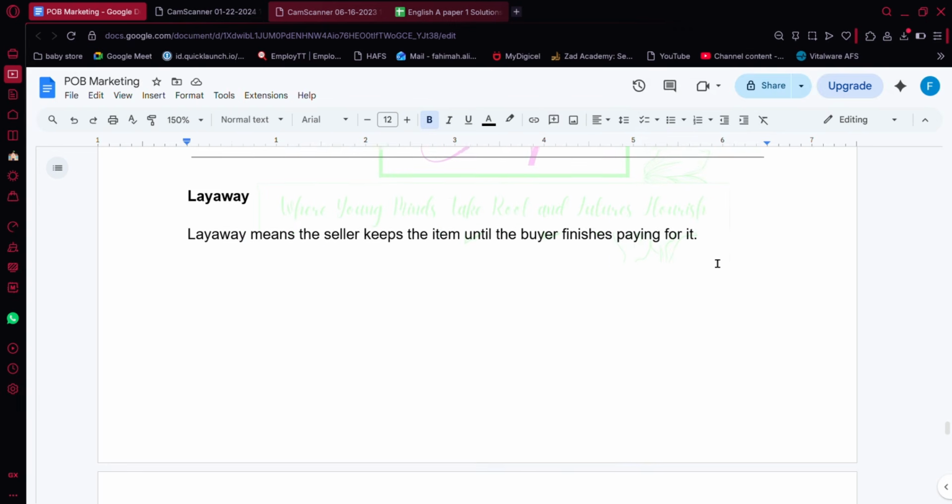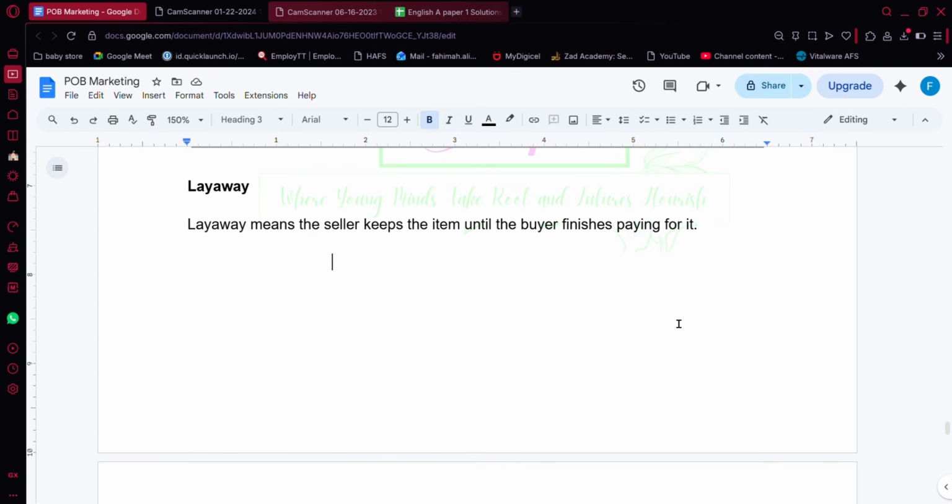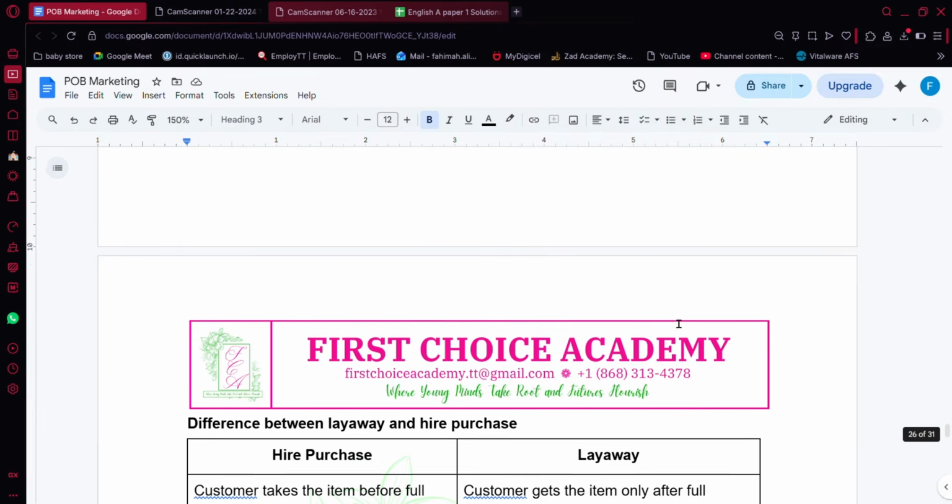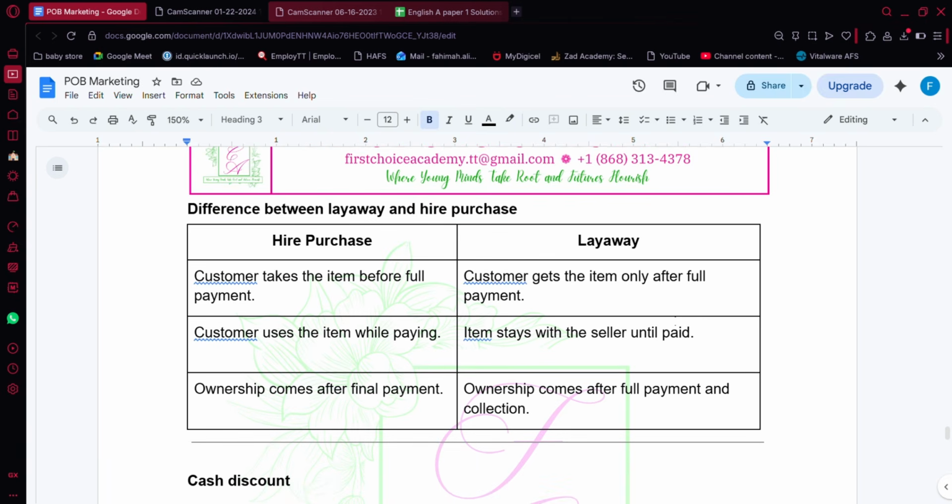Layaway means the seller keeps the item until the buyer finishes paying for it. Difference between layaway and hire purchase: in hire purchase, the customer takes the item before full payment, while in layaway, the customer gets the item only after full payment. In hire purchase, the customer uses the item while paying; in layaway, the item stays with the seller until paid. In hire purchase, ownership comes after final payment; in layaway, ownership comes after full payment and collection.